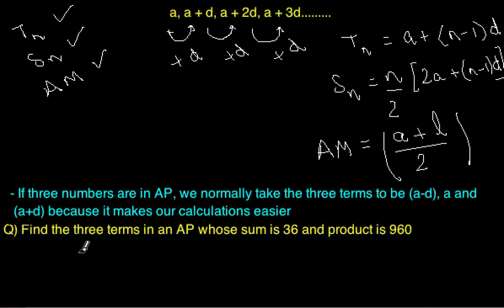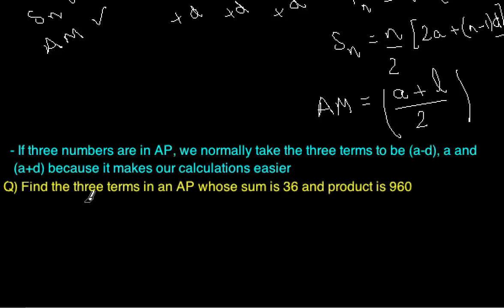Now suppose we have been given a question that we have to find three terms in an AP whose sum is 36 and the product is 960. So normally what we can do is we can take the three terms to be A, A plus D and A plus 2D, and simply form two equations from this and then solve for A and D. But this makes our calculations very difficult.